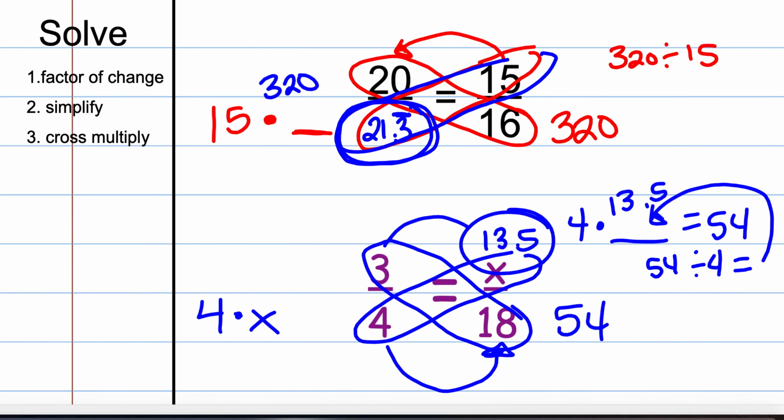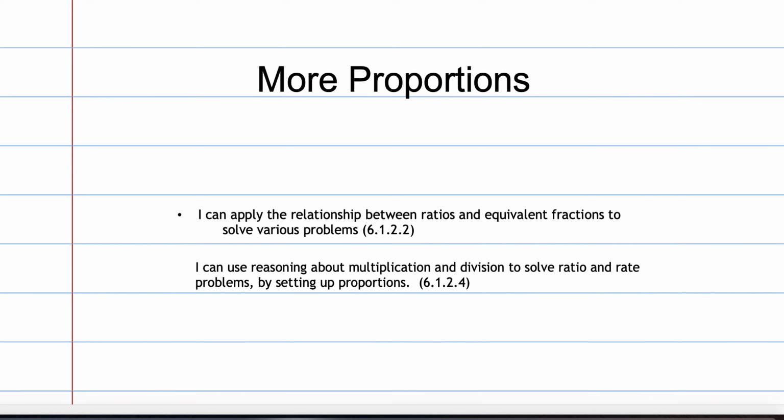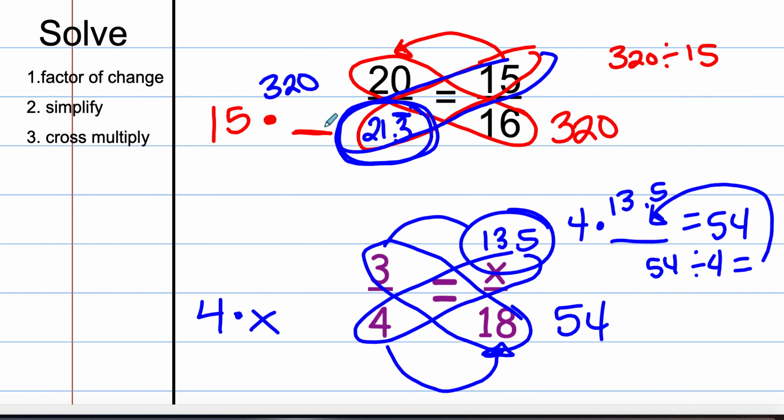So remember, you have 3 ways to do this. The factor of change, to simplify, and then to cross multiply them. And that was our checking system we've been using so far.